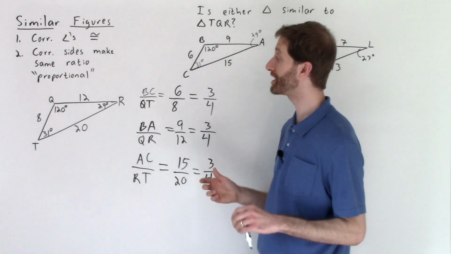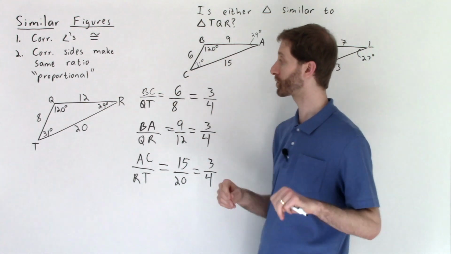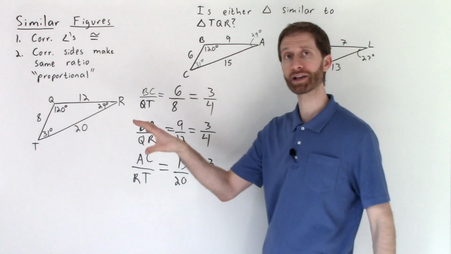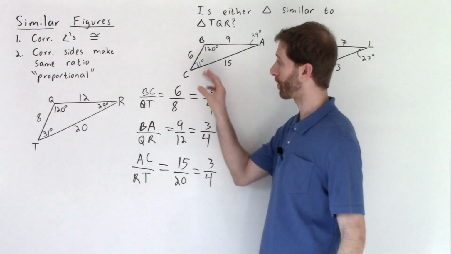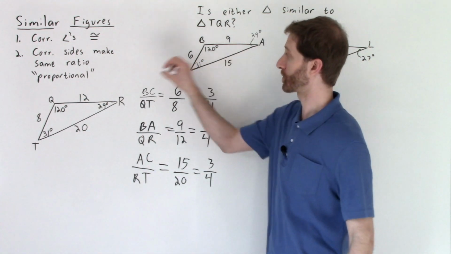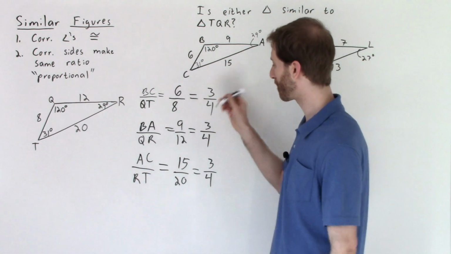And what we have now seen is that this triangle has 3 corresponding congruent angles to this one, and all the corresponding sides have the same ratio of 3 to 4. So this triangle to that one has a ratio of 4 to 3, this one to that one, 3 to 4. All right, so a 3/4 ratio.